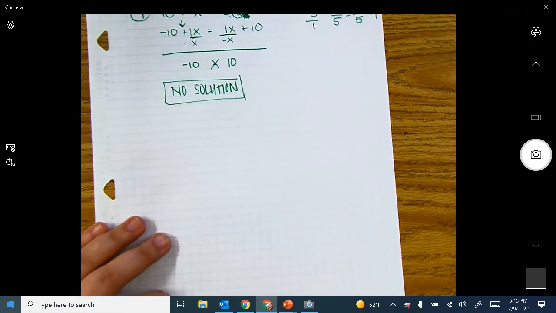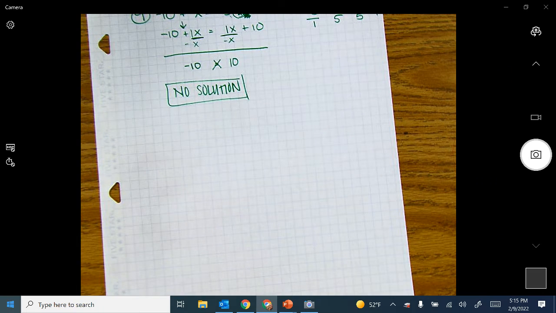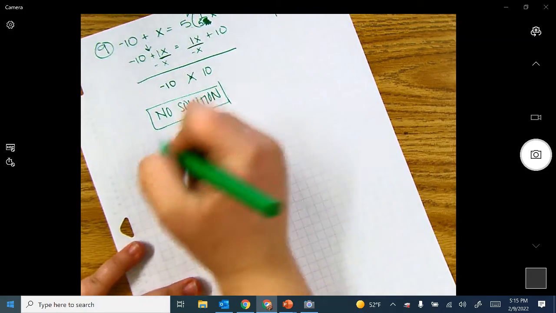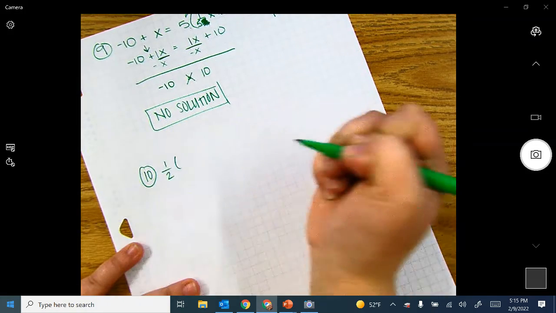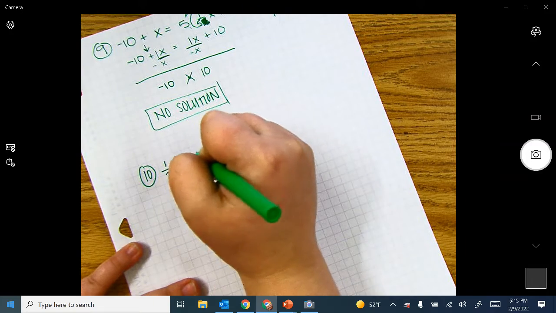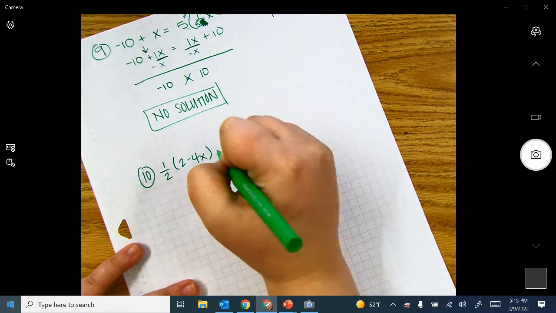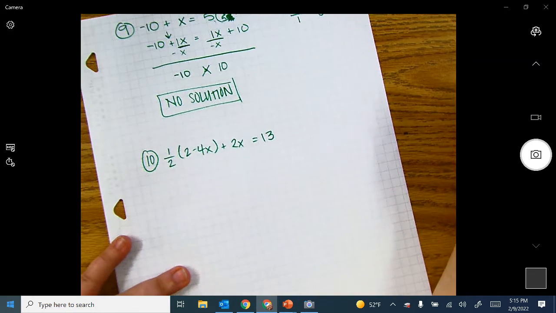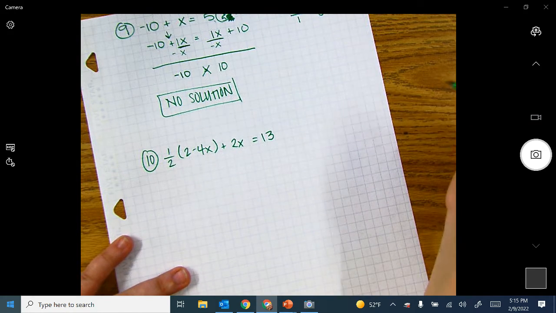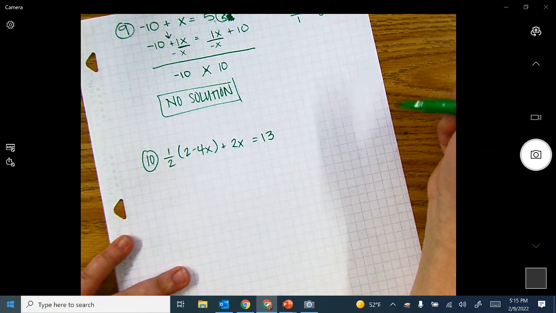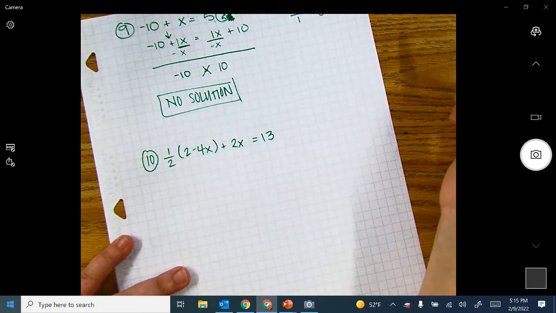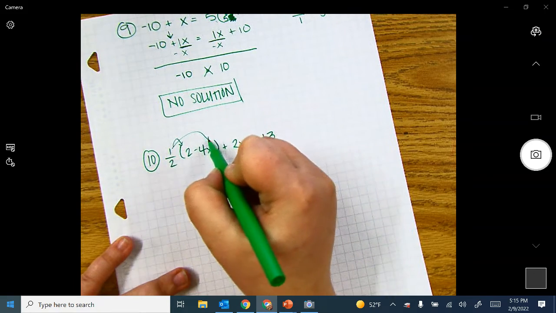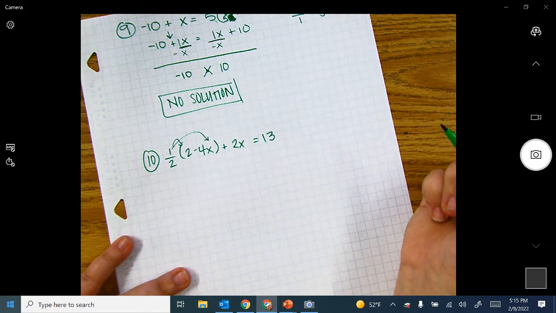All right, and then last but not least is number 10. This one again has a fraction in it, which is probably the reason why it's a challenge. So I have 1/2 times the quantity of 2 minus 4x plus 2x, and that is equal to 13. So that right side is nice and easy. It's just 13. All right, so first step, I'm going to go ahead and distribute, which means I'm multiplying 1/2 times 2, and then 1/2 times negative 4x.